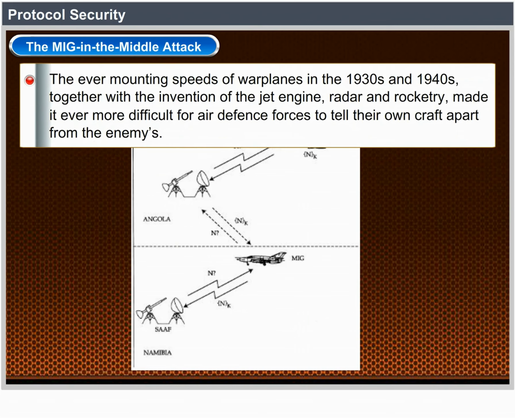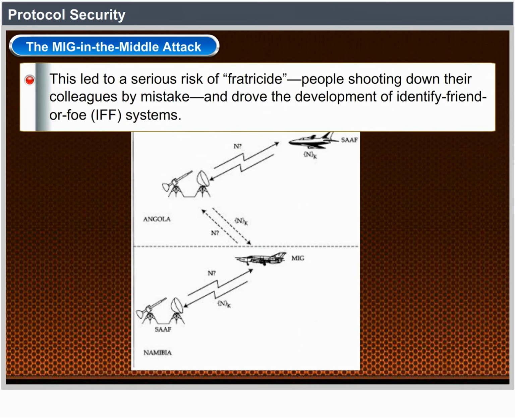made it ever more difficult for air defense forces to tell their own craft apart from the enemy's. This led to a serious risk of fratricide, people shooting down their colleagues by mistake, and drove the development of identify friend or foe (IFF) systems.